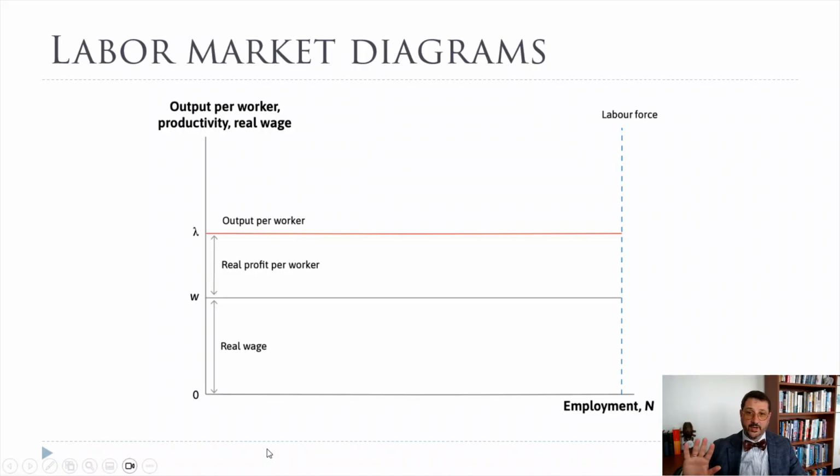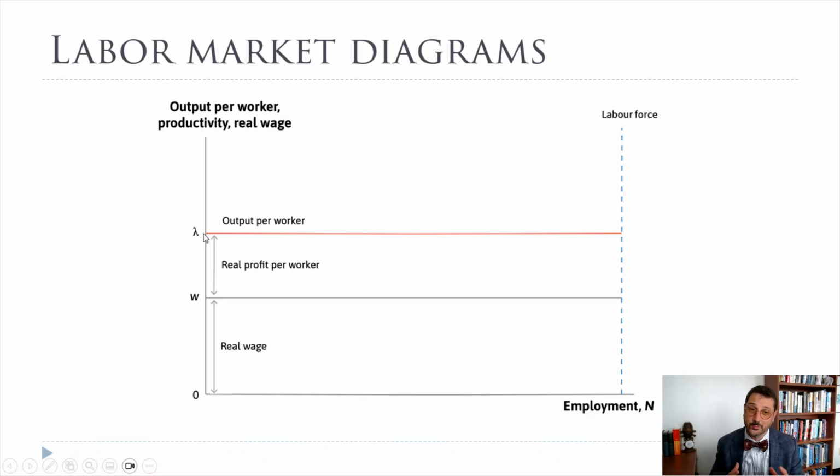Okay, what about that vertical axis? On the vertical axis, we're going to have how much workers are producing and how much they are getting. We're going to start up here with output per worker, which we just said is Y over N, total output divided by total workers. And we're going to call that lambda. I don't know why we call it lambda. That's this little Greek letter up here. But that's what we're going to call it, and that's our output per worker.